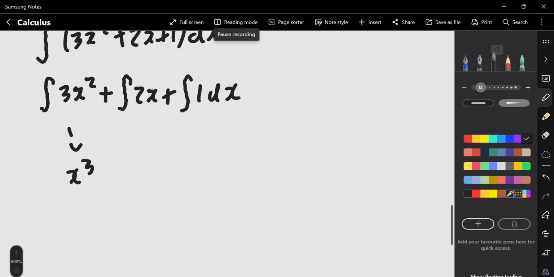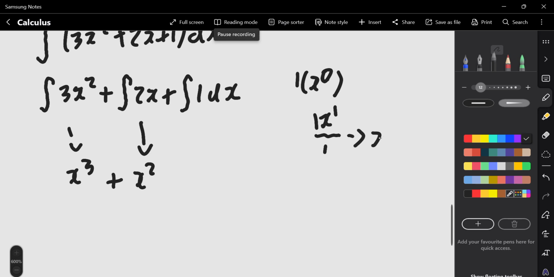Add 1 to the power, divide by the new power here. 2x to the 2 divided by 2 is going to give us x squared. So plus x squared. And then this one here, when we have a 1, it's 1x to the 0, because x to the 0 is 1. So this is the same as 1 times x to the 0. And if we add 1 to the power here, we're going to get 1x to the 1 divided by 1, which is just going to give us x.